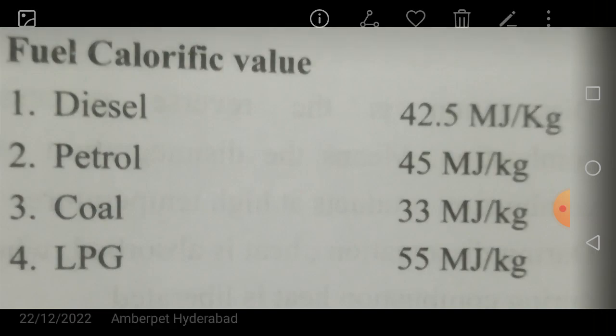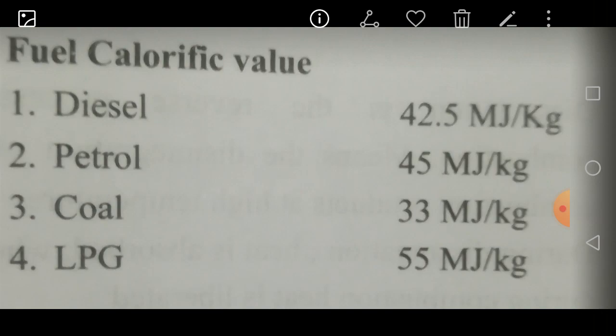So let us see what the calorific values are for diesel, petrol, coal and LPG. LPG has the maximum calorific value, that is 55 megajoules per kg. Petrol has 45 megajoules per kg, diesel has a calorific value of 42.5 megajoules per kg, and coal has a calorific value of 33 megajoules per kg.